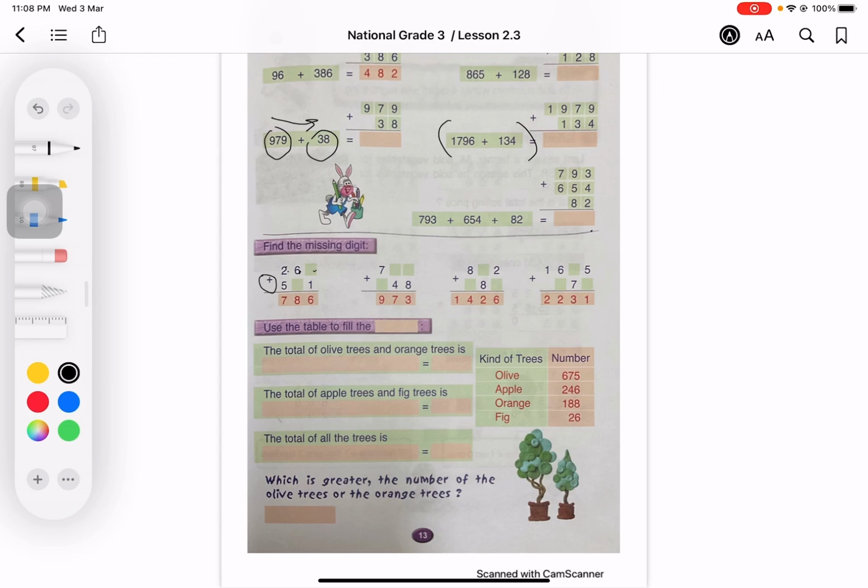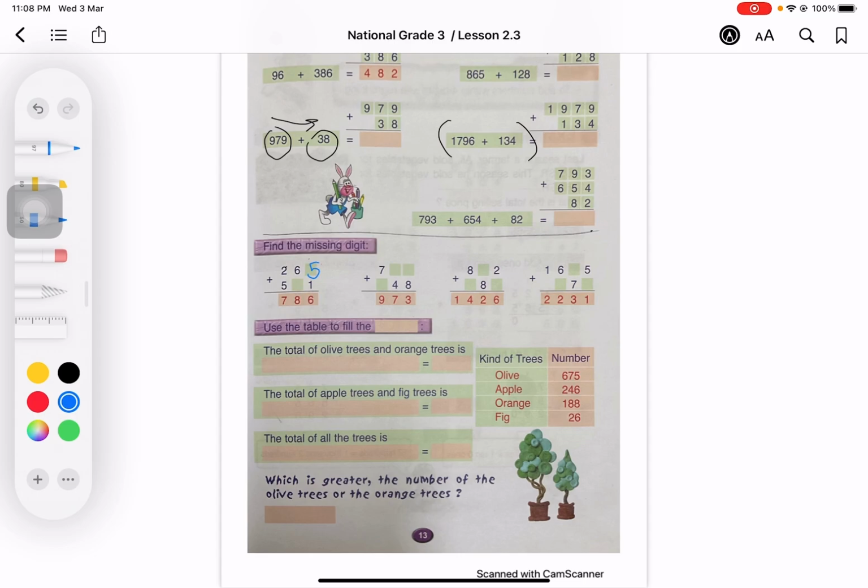For example, let's go to the ones. They said a number plus 1, the answer is 6. How much do you add to the 1 to become 6? Yes, you are correct. It's 5. So I will write here 5. Okay, let's check: 5 plus 1, 6.